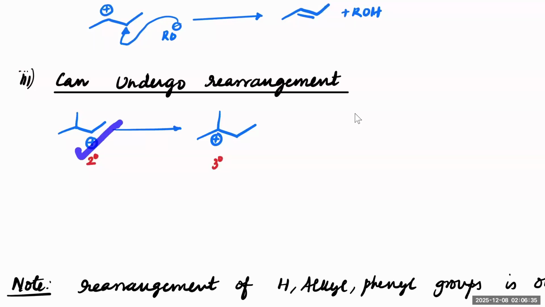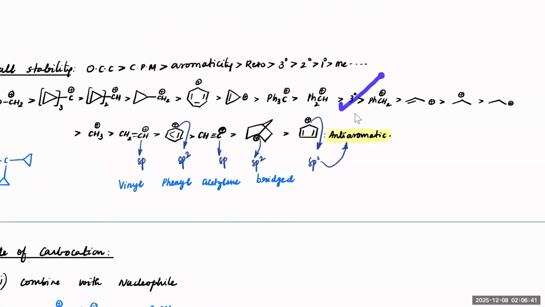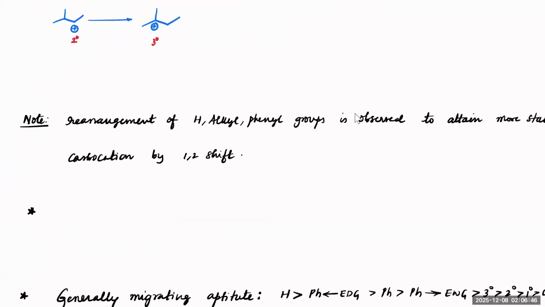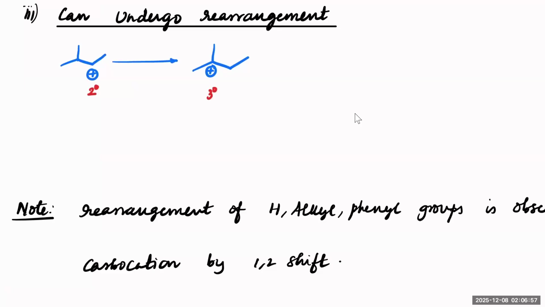And you know that between a 2 degree carbocation and a 3 degree carbocation, in general, which one is more preferable? You can see 3 degree is more preferred than 2 degree. Therefore, 3 degree is the more stable carbocation. So if we compare this 2 degree and 3 degree, the second one is the more stable carbocation. Now, this activity of converting one carbocation to the other is called a 1,2 hydride shift.